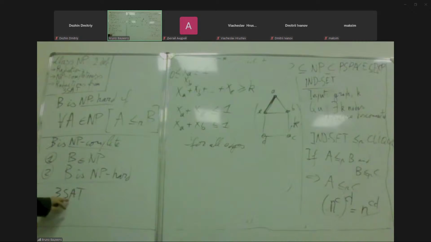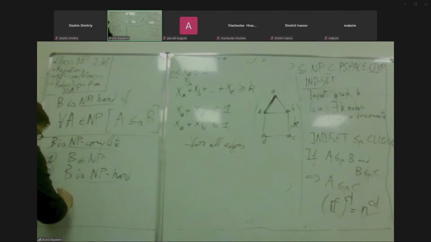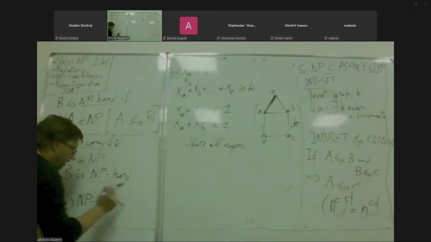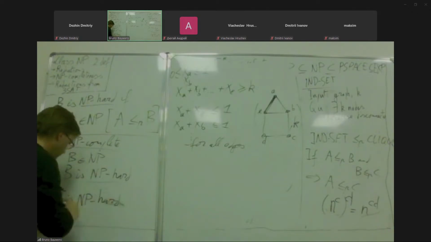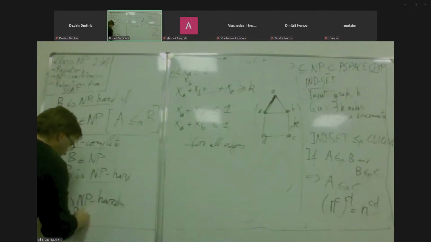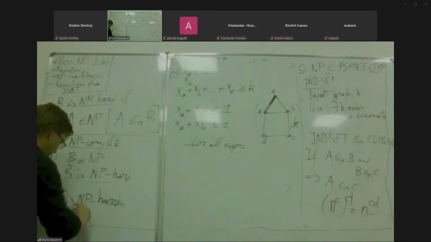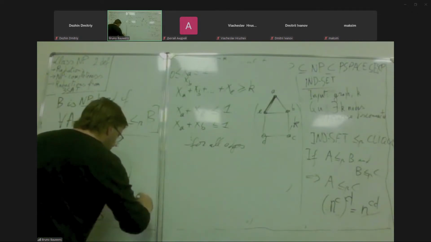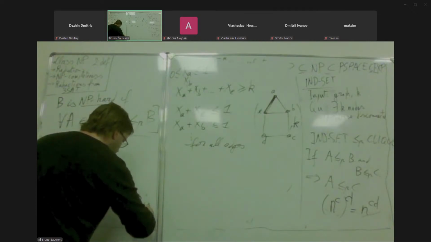So this is our first problem. I will say soon what it is. First, a little lemma: if A is NP-complete or NP-hard, and A reduces to B, then B is NP-hard.